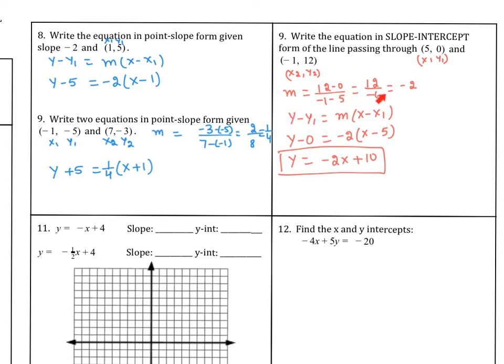So that's going to be 12 over negative 6, that is negative 2. Plug it in for m, negative 2, and x1, y1, 5 comma 0. So x1 is 5, y1 is 0. So y is already isolated, which is a good thing. All you have to do is distribute the negative 2. So you're going to get negative 2x plus 10.